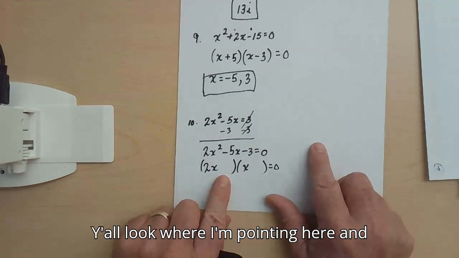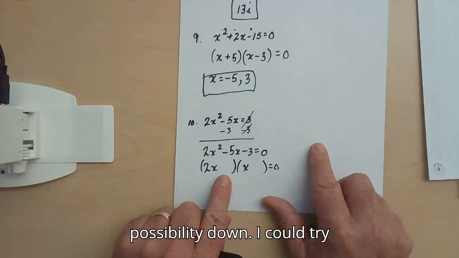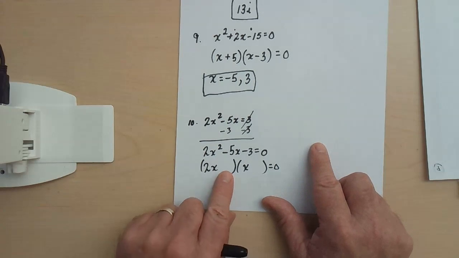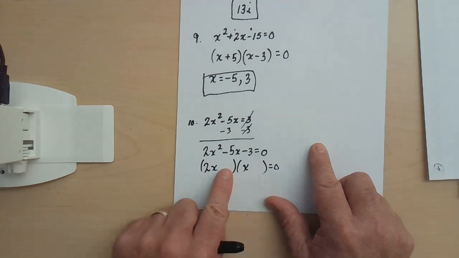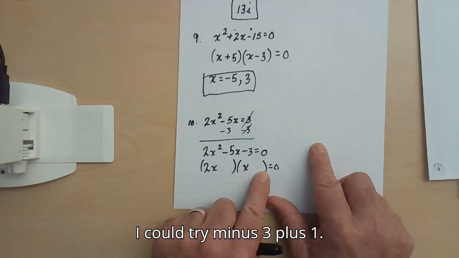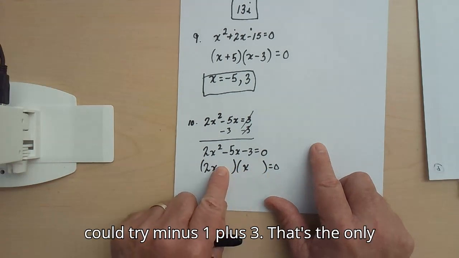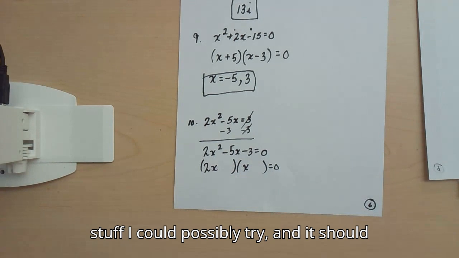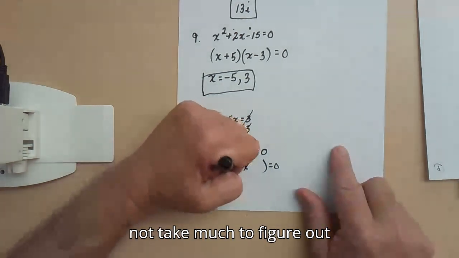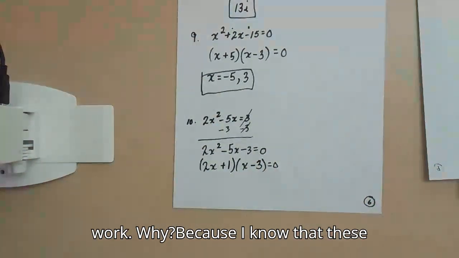Look where I'm pointing here and listen real carefully because I don't have time to write every single possibility down. I could try +3 minus 1. I could try -3 plus 1. I could try +1 minus 3, or I could try -1 plus 3. That's the only stuff I could possibly try. And it should not take much to figure out that that is what's going to work.